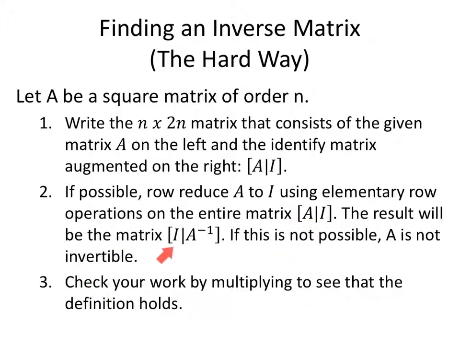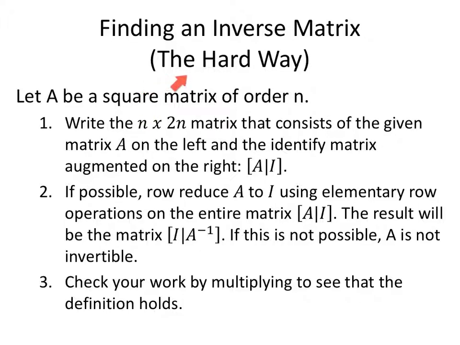What your result's going to be is the identity matrix on the left and the inverse on the right. If you end up with a row of zeros, or if it's impossible to row reduce, then A does not have an inverse. And as always, you should check your work by multiplying in both orders to see that the definition holds. That is, A times A inverse equals the identity matrix.